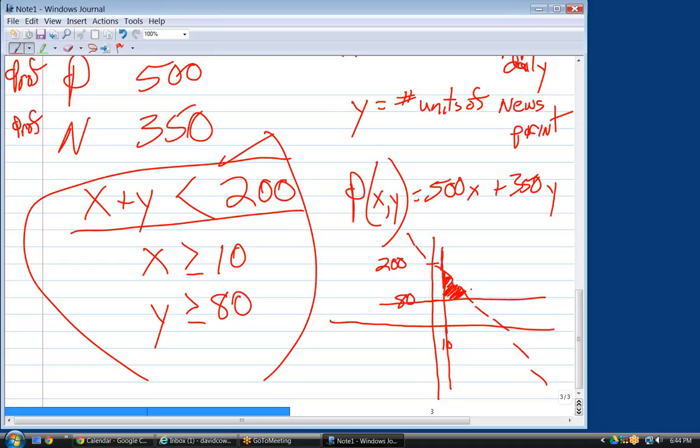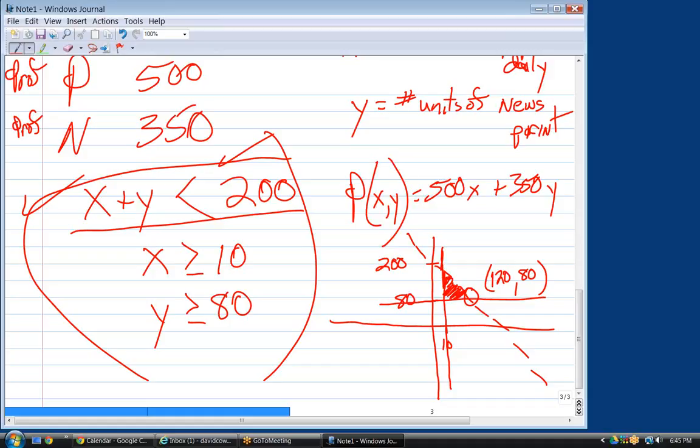What is this point here? Something, 80. Okay. How do we figure out what the something is? Let's go up and look at this function right here. X plus y is less than 200. Well, that's on that line. So if y is 80, x must be 120. So the coordinates of that vertex are 120, 80. That's going to be one of the points we plug into our profit function.